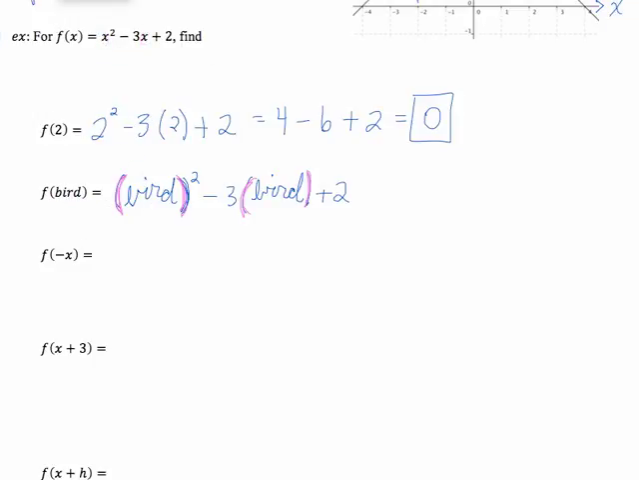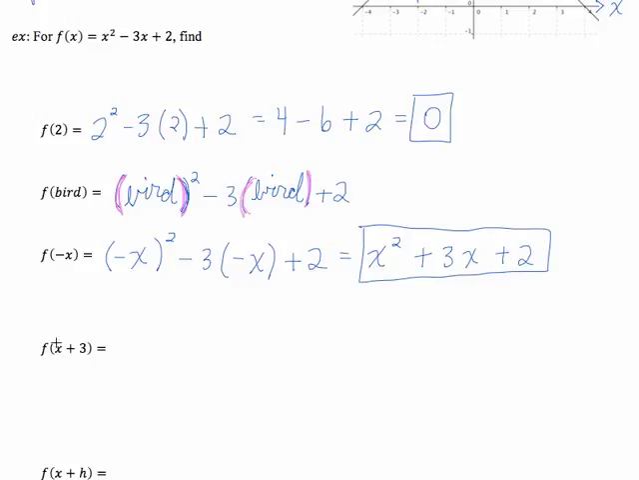Okay? There we go. So now let's try f of negative x. So I'm going to replace this x and this x by negative x in parentheses, to be careful. So x squared will become negative x in parentheses, squared, minus 3 times negative x plus 2. After you write it out with parentheses, then we can simplify. So negative x times negative x is positive x squared, because the negative times the negative becomes positive 1. Then negative 3 times negative x becomes positive 3x, and that becomes positive 2.